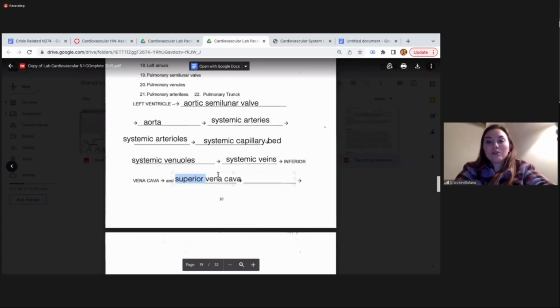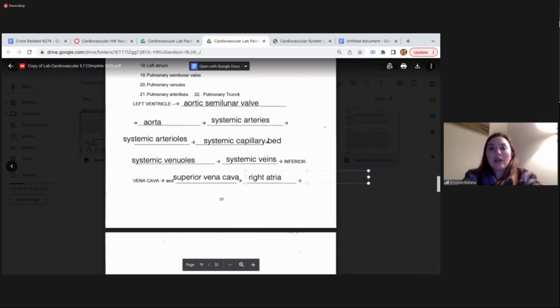And where do the inferior and superior vena cava go? Everybody again was saying this tonight. They go into the right atrium. Good? Does that part make sense to everybody?